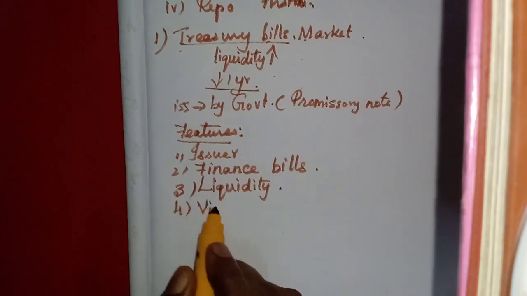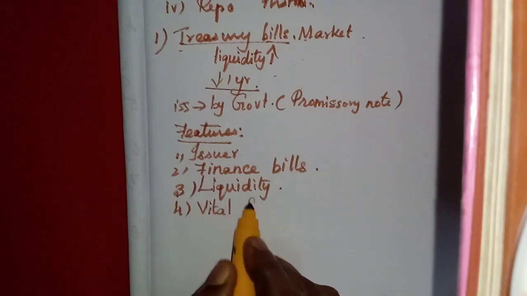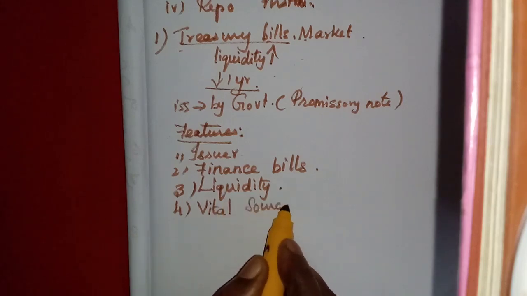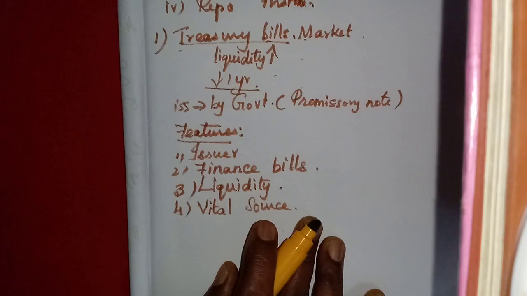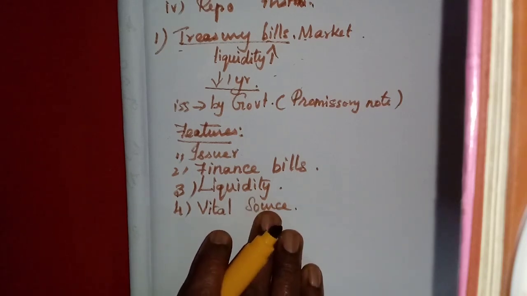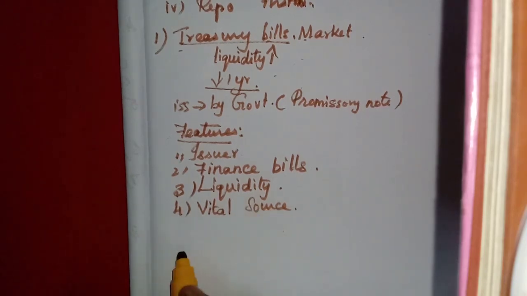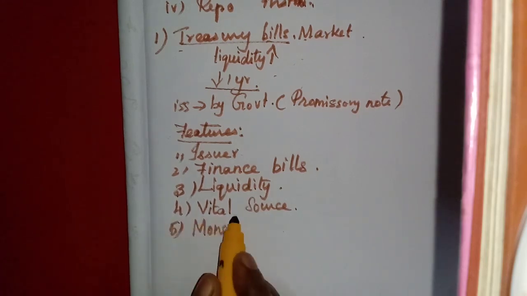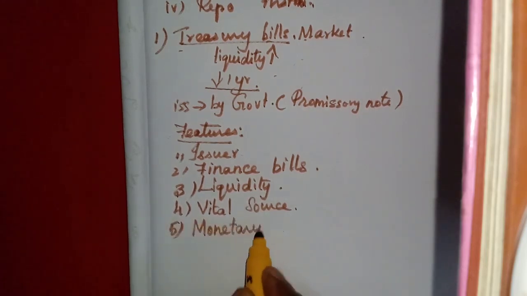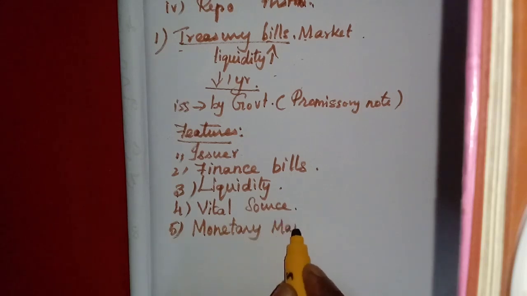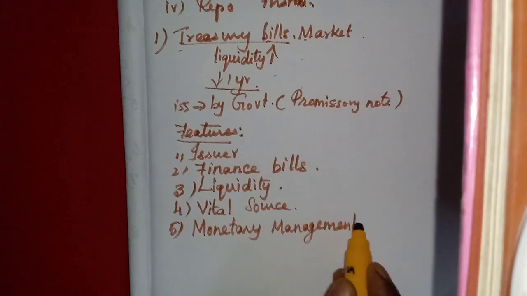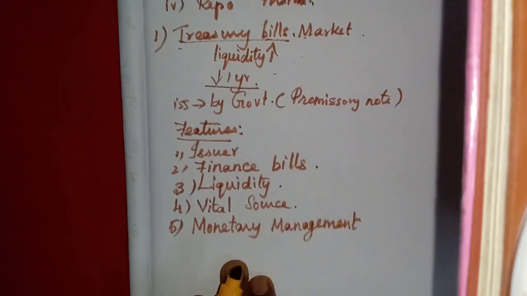And it is the vital source, vital means very important source, of raising large funds by issuing these treasury bills. Vital source, and monetary management is there in this type of treasury bills.